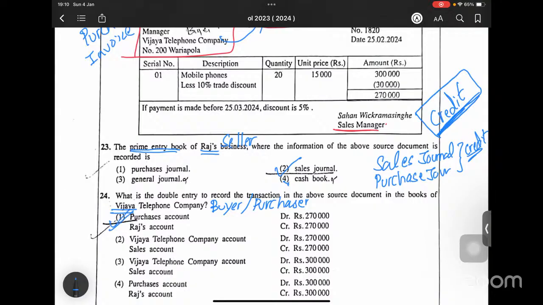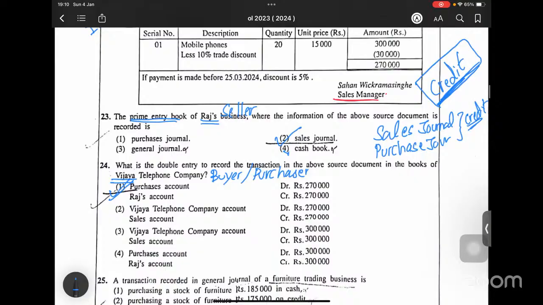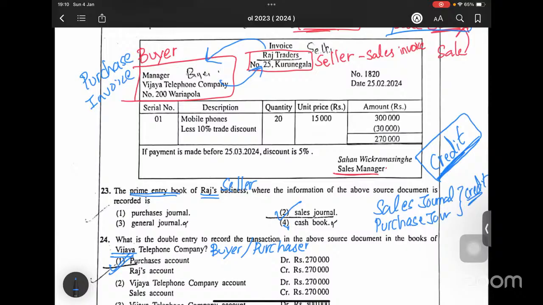And here you can see they have given a trade discount. And here, if the payment is made before 25th of March, a discount of 5,000, so 5%, then that is the cash discount. The trade discount they have deducted, and 217,000 is the invoice amount. Okay.